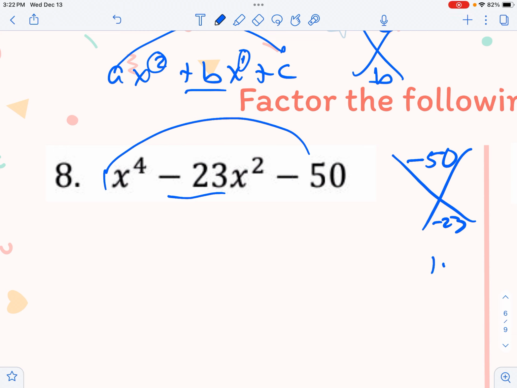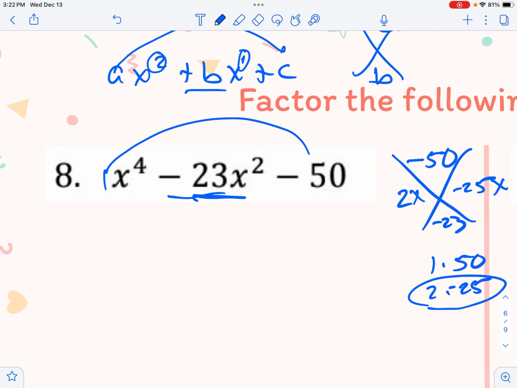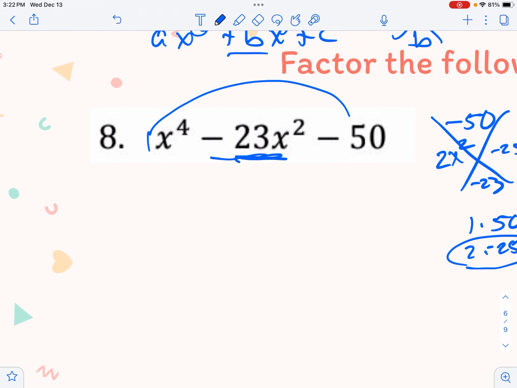Okay? So 1 and 50, that's not going to work. 2 and 25. Okay, I want them to multiply to get negative 50 and add to negative 23, so the bigger one would have to be negative. 2 plus negative 25 is negative 23, so this is 2, and this is negative 25. Now, usually you put an x there, but this is x squared. That's got to add up to negative 23x squared, so I'm going to put x squared and x squared, okay?